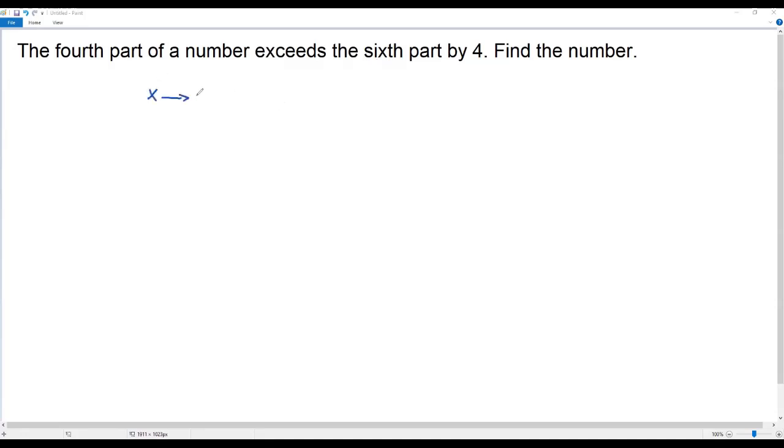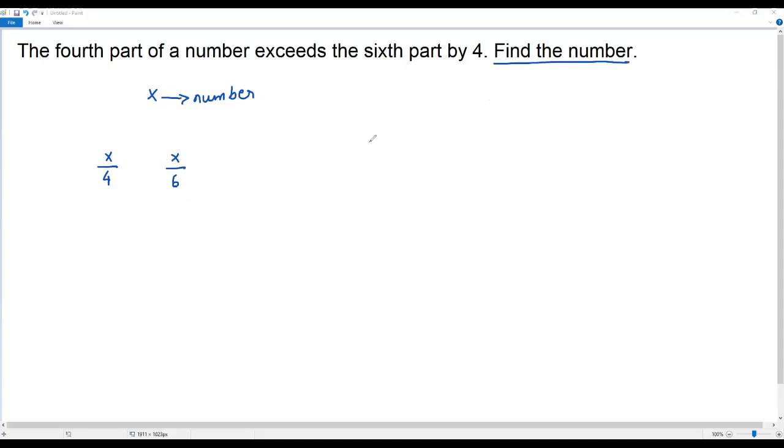I assume x is the required number. So to get the fourth part of a number, I have to divide x by 4. If I divide x by 4, this is one of the 4 equal parts of the given number. And what is the sixth part? I have to divide this by 6 because this is one of the 6 equal parts of the number x. Okay, here I have to link the fourth part and sixth part, and I have to solve for x because x is the required number.